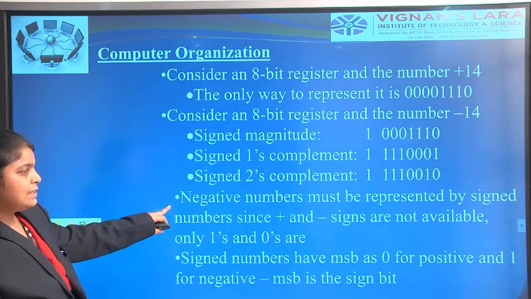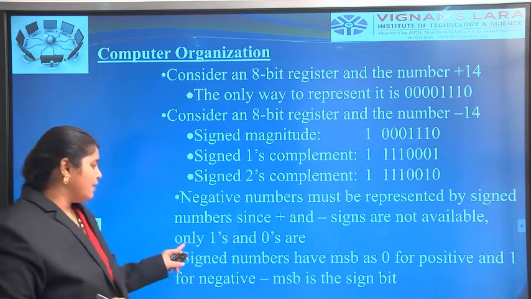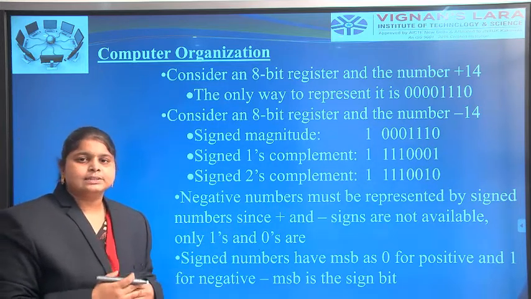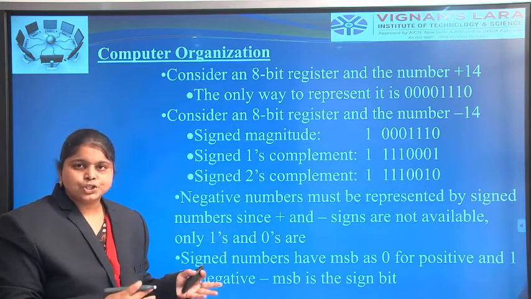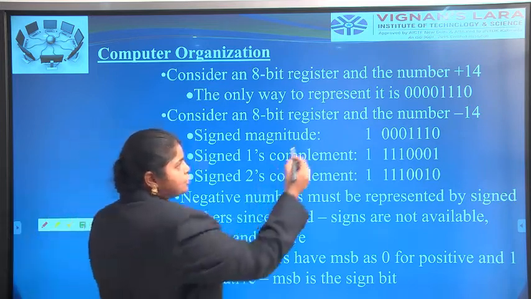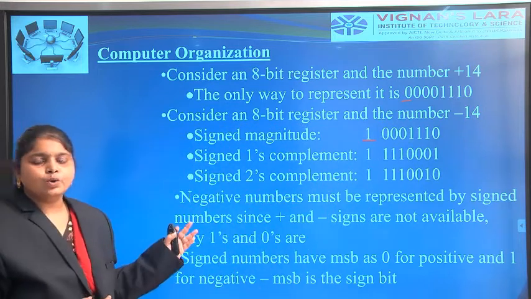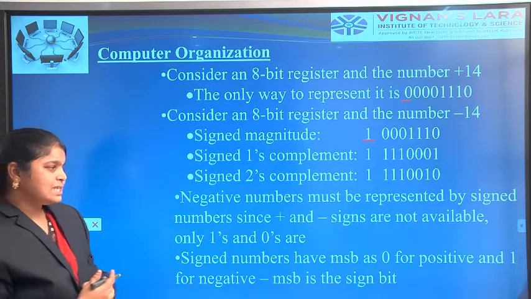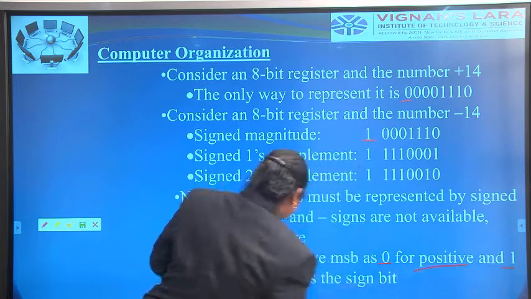Okay, negative numbers must be represented by signed numbers. Plus and minus signs are not available in 1's or zeros. Here we do not place the minus and plus values. We place the most significant field to show whether the number is positive or negative. Positive means 0 and negative means 1. This is the representation of negative and positive numbers as zeros and ones. Signed numbers have the most significant bit, where 0 is positive and 1 means negative.